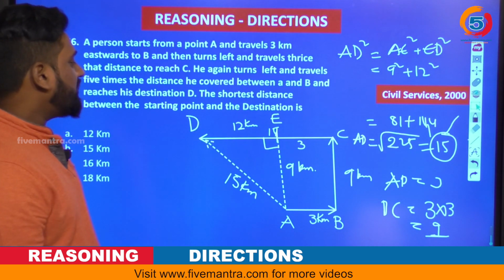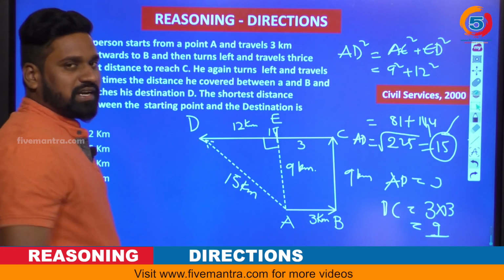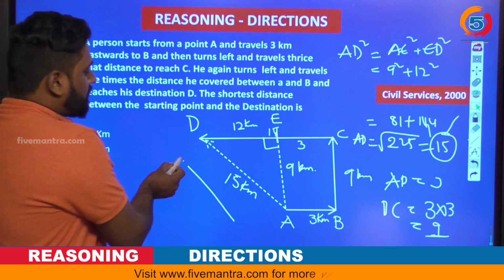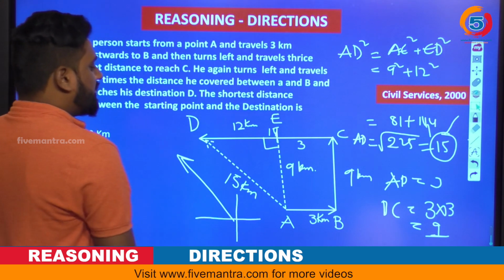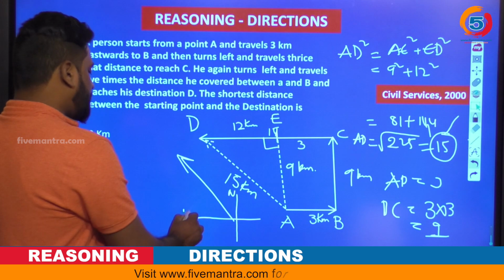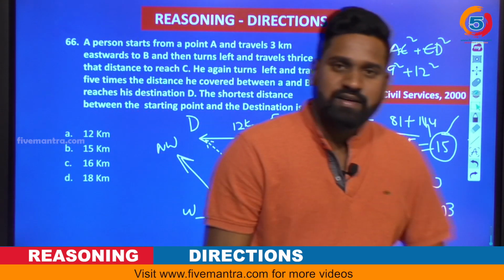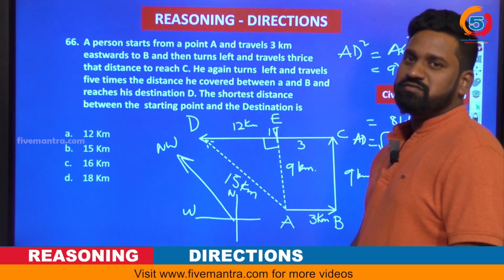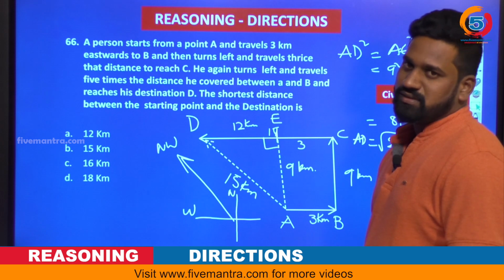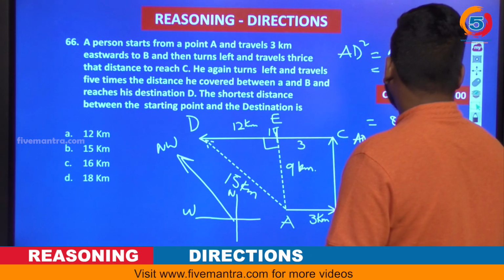Suppose the question asks for the final direction with respect to the starting point. This arrow mark indicates which direction? If you draw, this is north, this is west, so it becomes northwest. So the direction is northwest and the distance between those two is 15 kilometers. Is it clear? Let us see the next one.